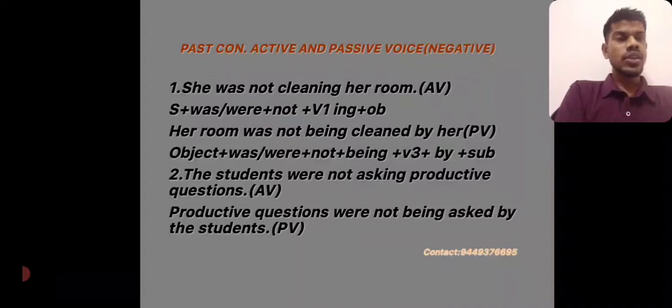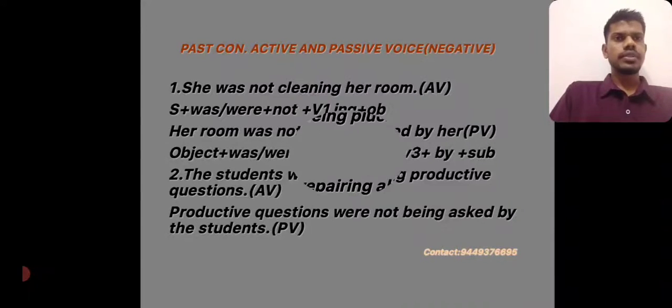Here, questions, we are not talking about a single question. We are talking about more than one, maybe two or three. So I have used were, then followed by not, then being, then V3, that is asked, followed by the preposition by, then the students. So this is the way that we can convert past continuous negative active to passive past continuous negative.